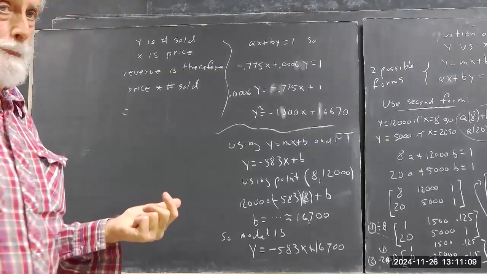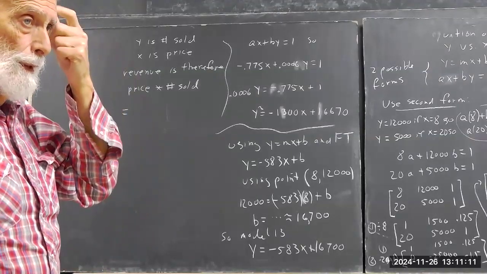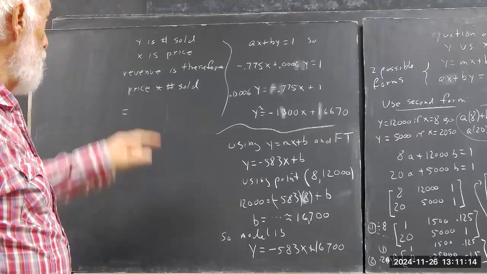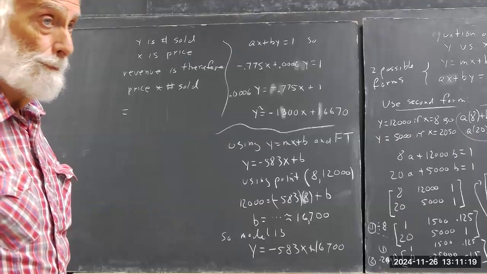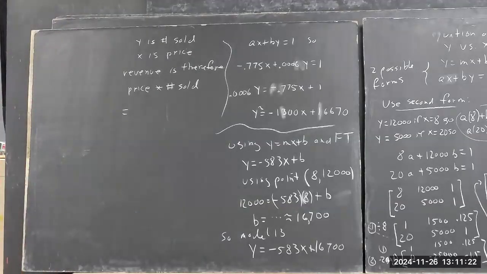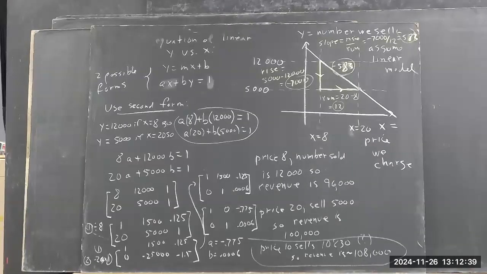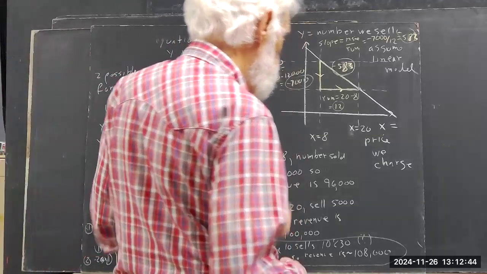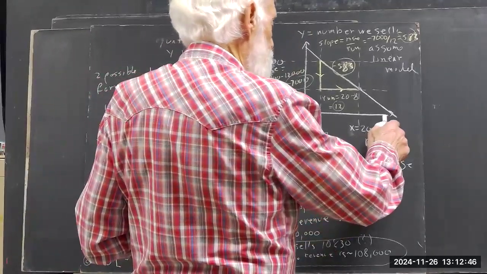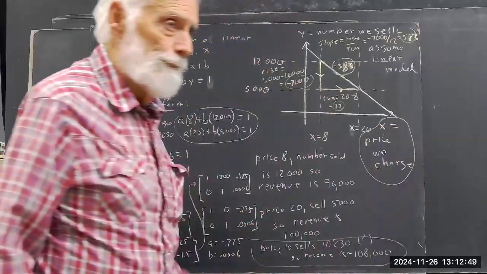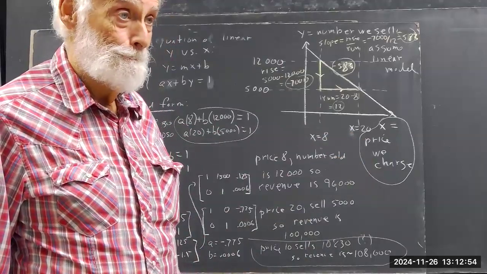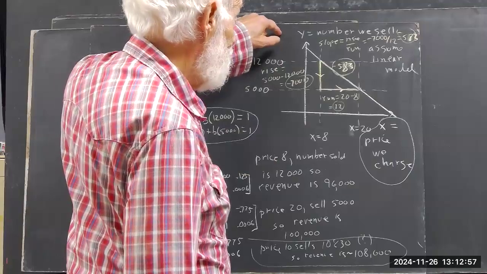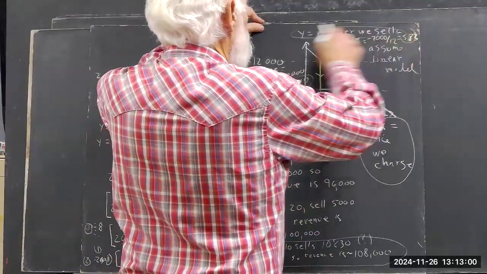Okay, price times number sold. Now, on this model, what's the price? Where is the price in our model? Okay, some people say this, some people aren't. Have this statement. What does X mean? It means X is the price, right? What does Y mean? Tells you right here, it's the number we sell.